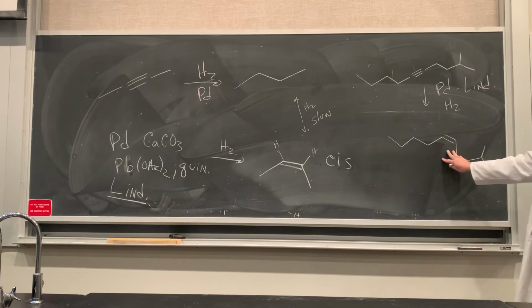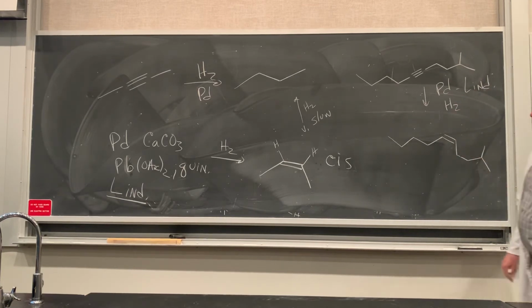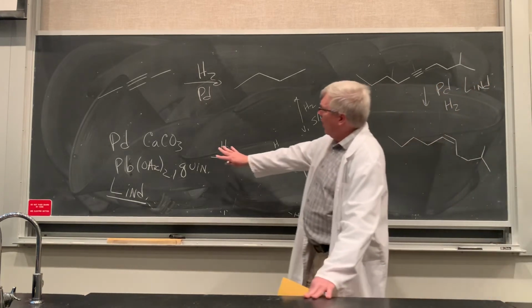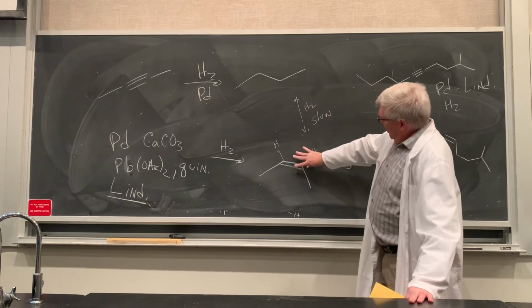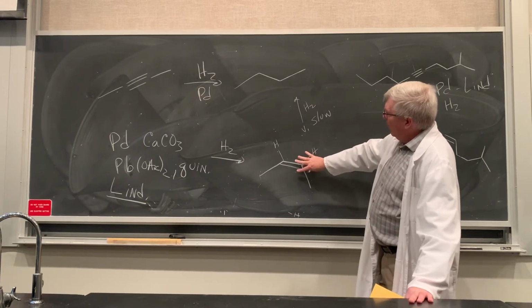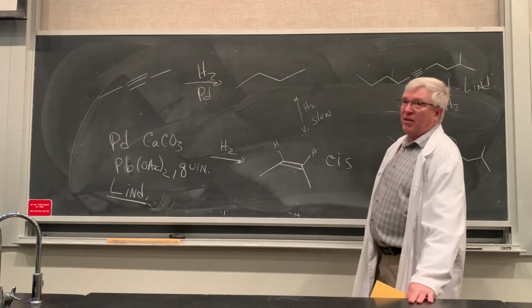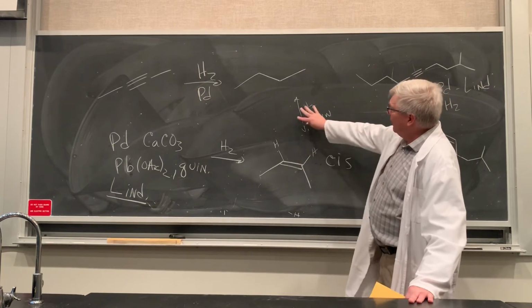So don't draw the alkane product here when you see Lindlar hydrogen. It'll stop there. It's a kinetic effect. You've got other groups on the palladium now. The second step here is slow. The alkene itself is a bigger molecule. It's harder to bond to the palladium surface to do that second step.